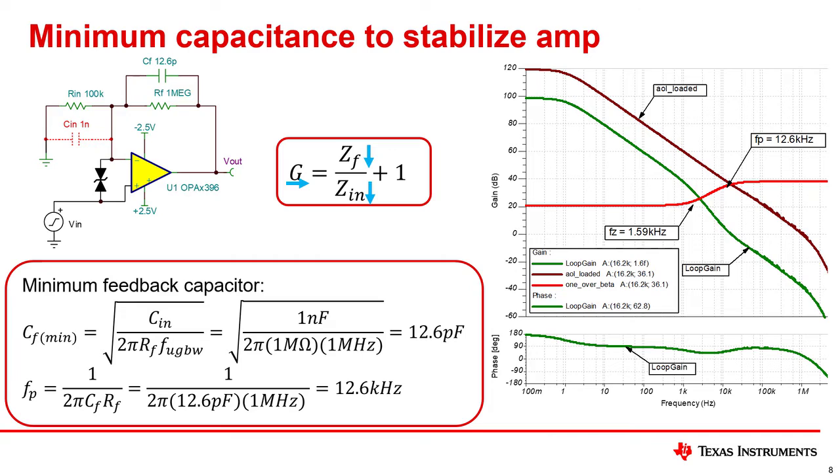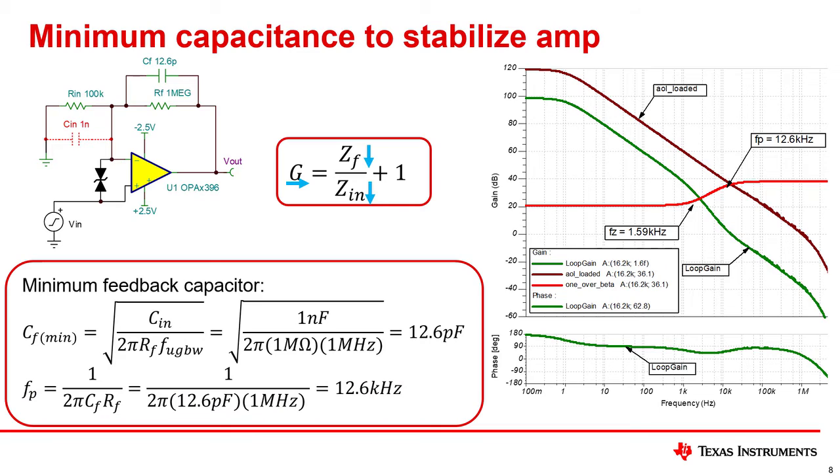Think of the 1 over beta curve as the closed-loop gain of the amplifier. The input capacitor causes Zin to get smaller, and the feedback capacitor causes Zf to get smaller. The change of Zf will cancel the change on Zin so that the gain becomes constant. Using the equation for Cf minimum on this example gives a value of 12.6 picofarads for the feedback capacitor. The pole frequency can then be calculated with the next equation to equal 12.6 kHz.